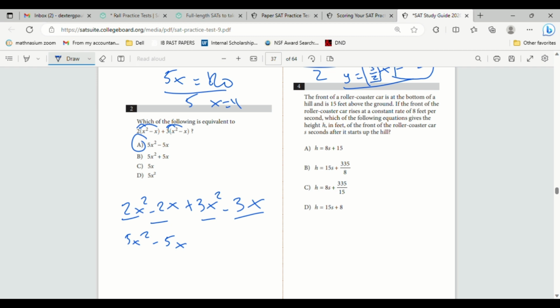So we can first recognize our initial condition, which is where we started from. And we are 15 feet above the ground, so we must see a plus 15 somewhere. So that actually eliminates everything except for A. And just to double check, we are going at a constant rate of 8 feet per second. So 8 must have the variable attached to it, as A does.